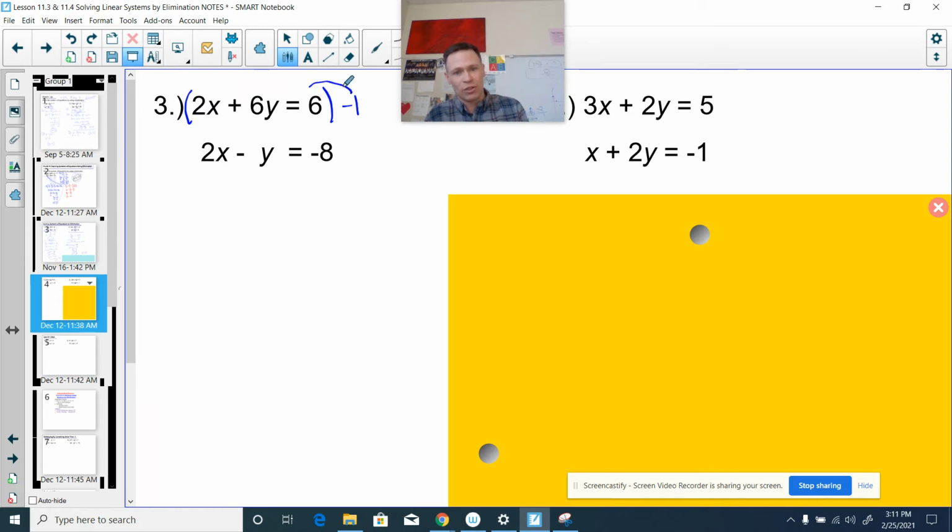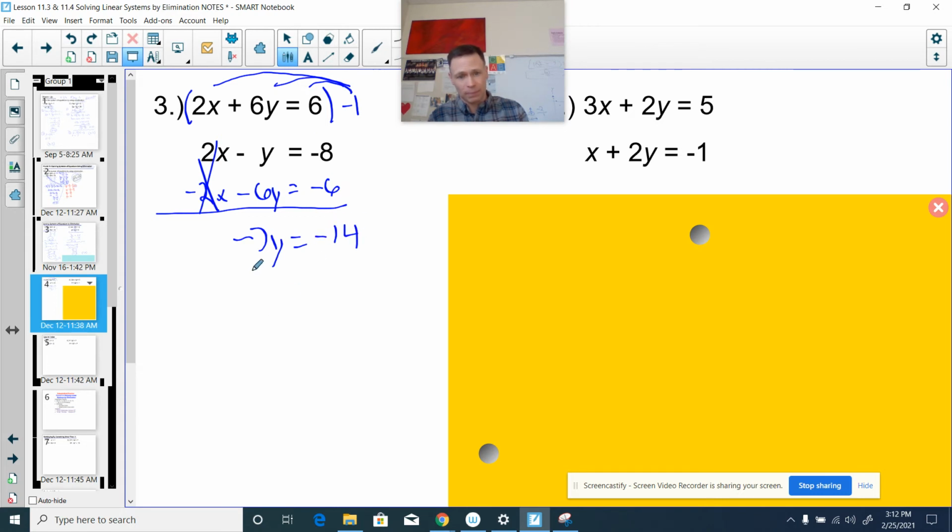And this is a big distribution problem. It's not huge. It's 3, right? You have to distribute 3 times. So what I get is 2 times negative 1 is negative 2x. 6 times negative 1 is negative 6y. And then 6 times negative 1 is negative 6. Now I'll get some stuff to cancel out. We also have to pay attention to some signs here. The x's will now eliminate. I'll have negative y minus 6 more y's, which is negative 7y, equals negative 8 minus 6 more, negative 14.